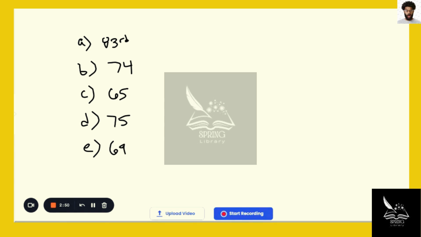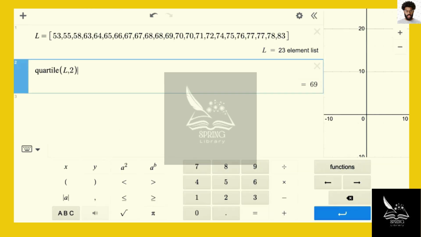F, the interquartile range, is going to be the third quartile minus the first quartile. 69 minus 65 is 4. And we want to know the upper and lower limits of the box plot. Well, we would check for outliers.